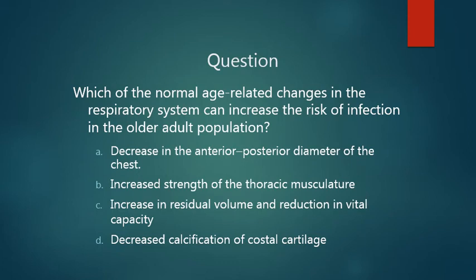So let's do a question. Which of the normal age-related changes of the respiratory system can increase the risk of infection in the older adult population? Is it decreased anterior-posterior diameter of the chest? Is it increased strength of the thoracic musculature? Is it increased residual volume and reduction in vital capacity? Or is it decreased calcification of the costal cartilage? Think about it.